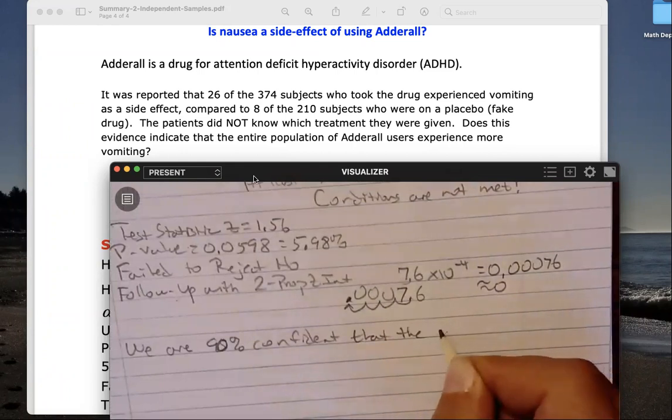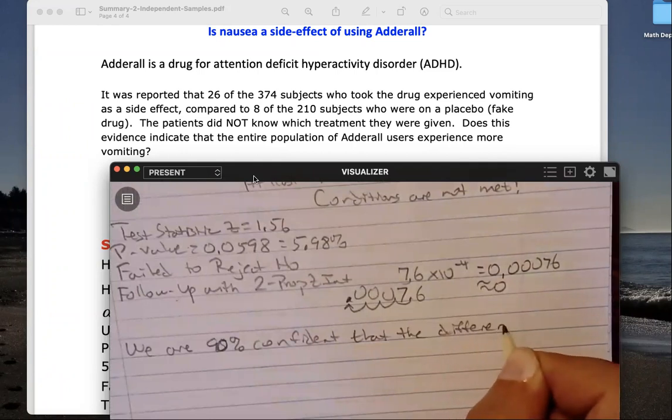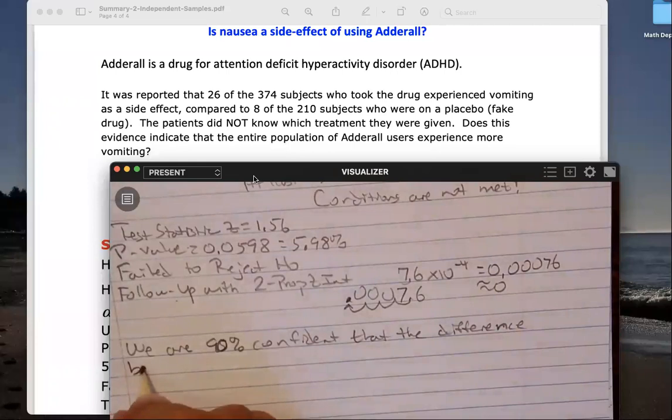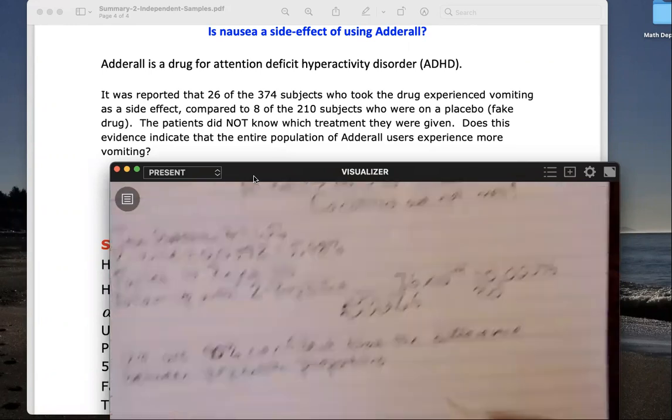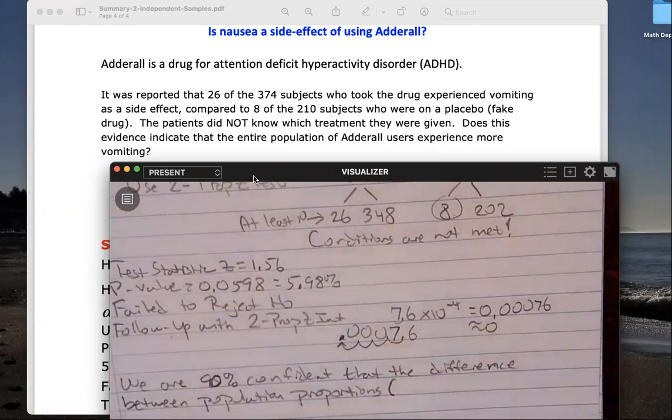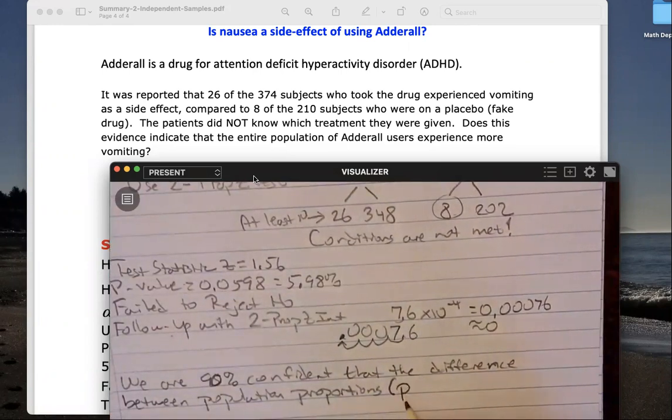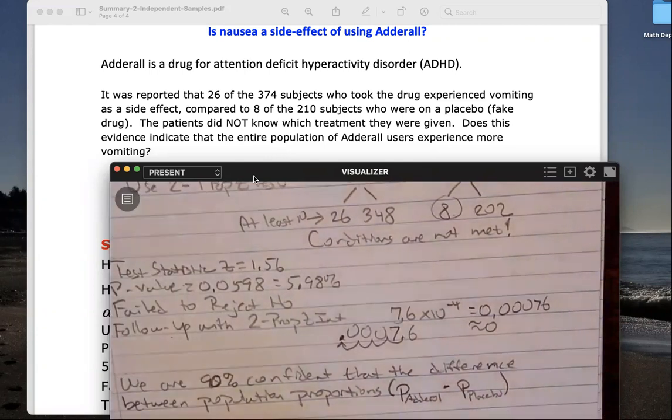That the difference between population proportions. Now let's show what's subtracted from what. Instead of using one and two subscripts, which is not quite helpful, we know this is the group that took Adderall, and this is the one that got the placebo. Oh, I didn't mean to put an equals in there. I meant to put a subtract. Is between.